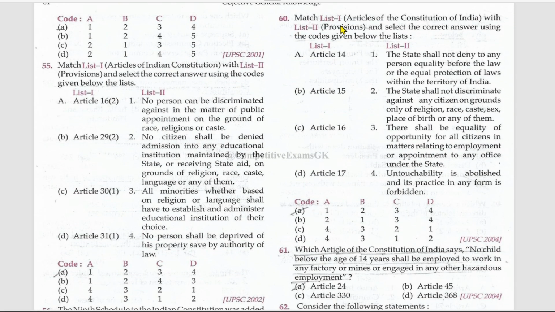Another matching. List 1 are the articles and list 2 are the provisions. Article 14, the state shall not deny to any person equality before the law or the equal protection of laws within the territory of India. Article 15, the state shall not discriminate against any citizen on grounds only of religion, race, caste, sex, place of birth, or any of them. Article 16, there shall be equality of opportunity for all citizens in matters relating to employment or appointment to any office under the state. Article 17, untouchability is abolished and its practice in any form is forbidden.